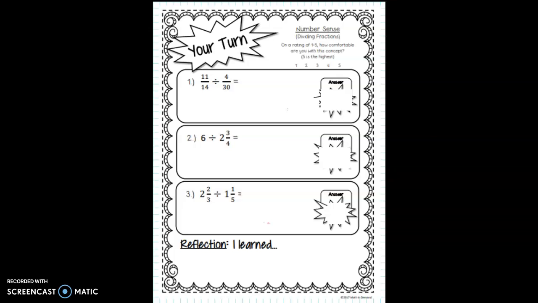Number 1, 11 over 14 divided by 4 over 30. Remember, the process we use is keep, change, flip. Keep the first number the same, change the division to multiplication, and then flip the second fraction to its reciprocal. 11 fourteenths times 30 over 4.